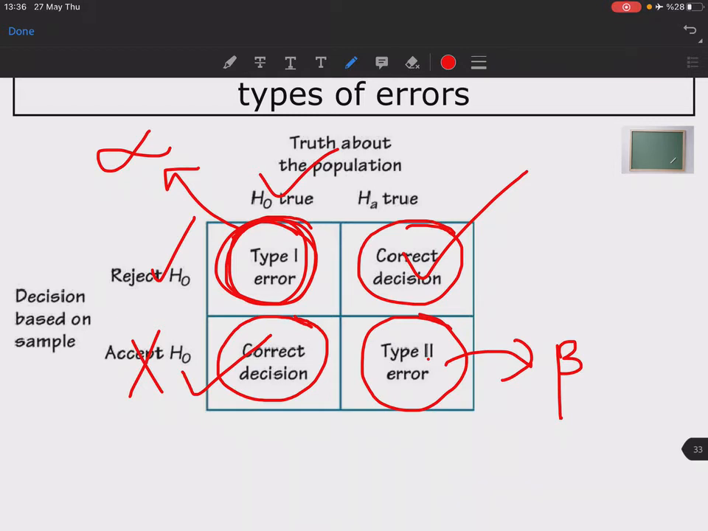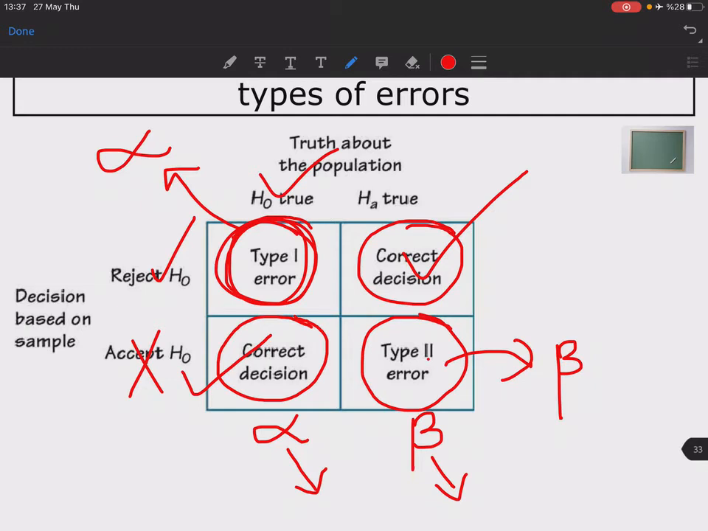So the quality of your tests lies in the values of alpha and beta. You want alpha and beta rates to be as low as possible, as minimum as possible. That's what we're aiming. That's what we're dreaming about. But of course, let's see how we do it.